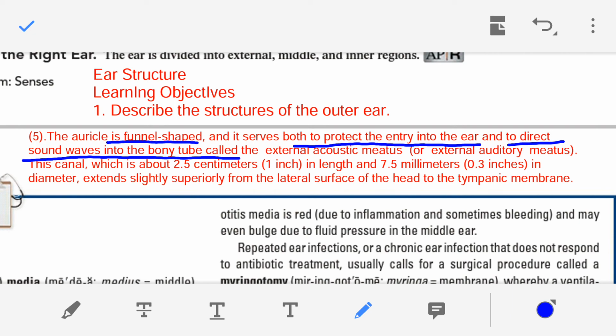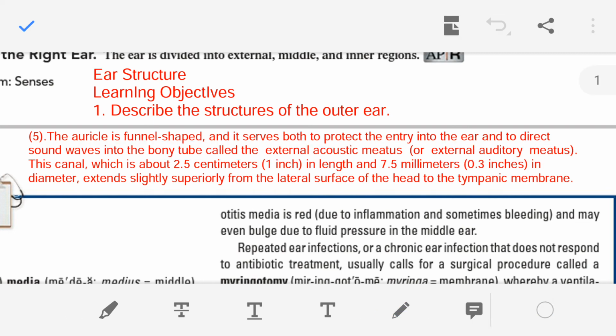Okay, so the sound wave, they enter into the bony tube, and it is the auricle which direct these sound waves from the various direction. And so basically the auricle is receiving the sound wave, and the auricle is channelizing this sound wave into the bony tube, and this bony tube is known as external acoustic meatus, or also known as external auditory meatus.